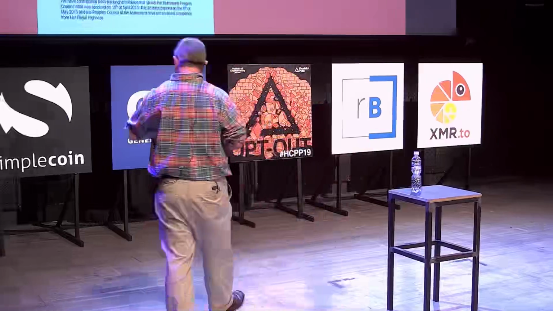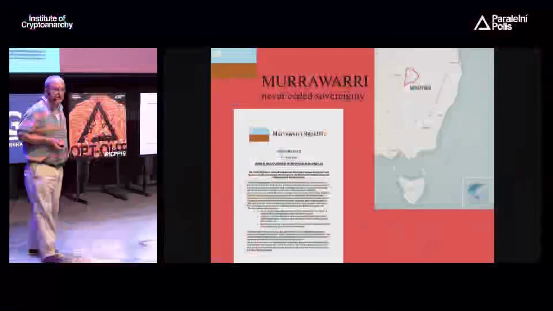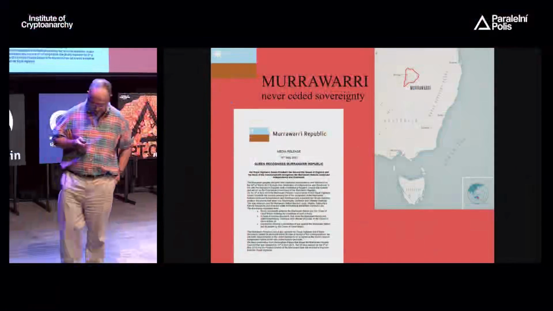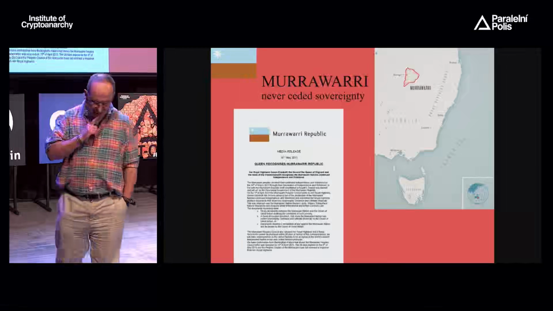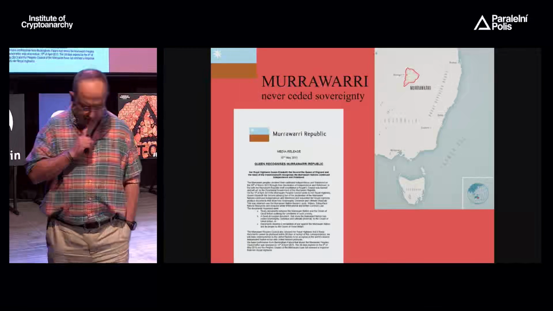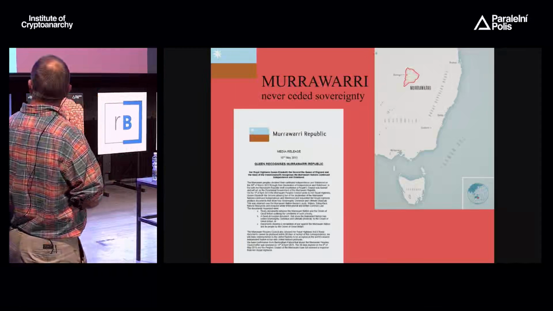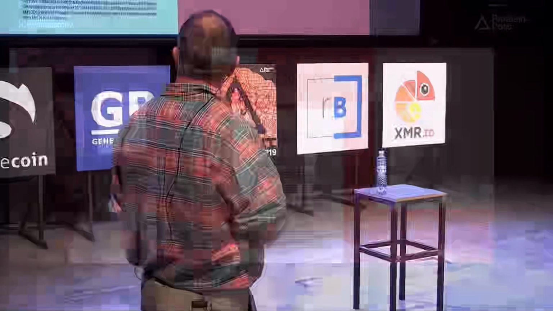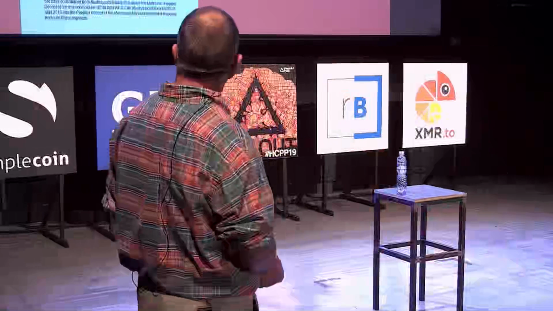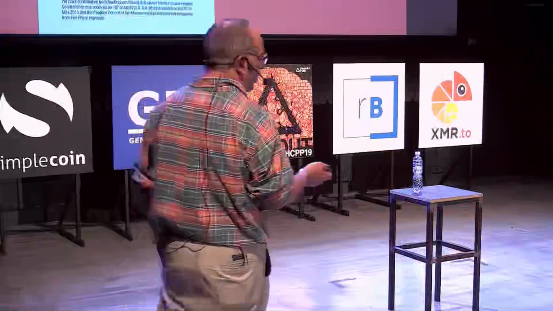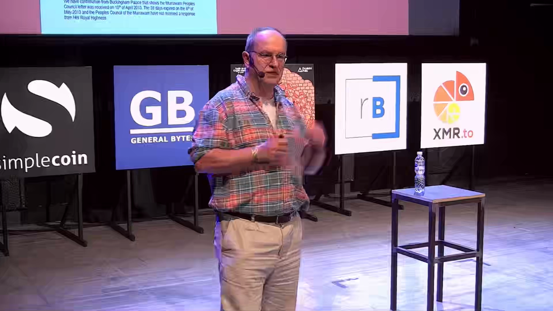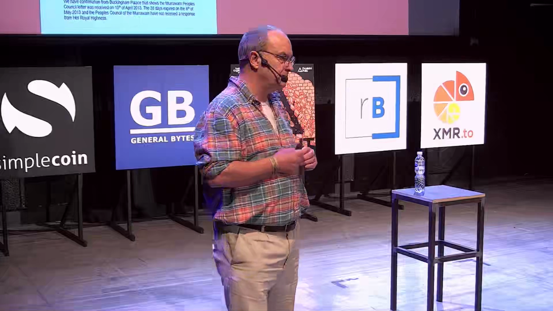Here's a different sort of indigenous people example, this time in Australia. We're back in Australia, and this is more recent. This is the Murawari people who, in 2013, issued this press release. Queen recognises Murawari Republic, Queen being Queen Elizabeth of Britain, because Australia is part of the Commonwealth and their absolute head of state is the Queen of England.